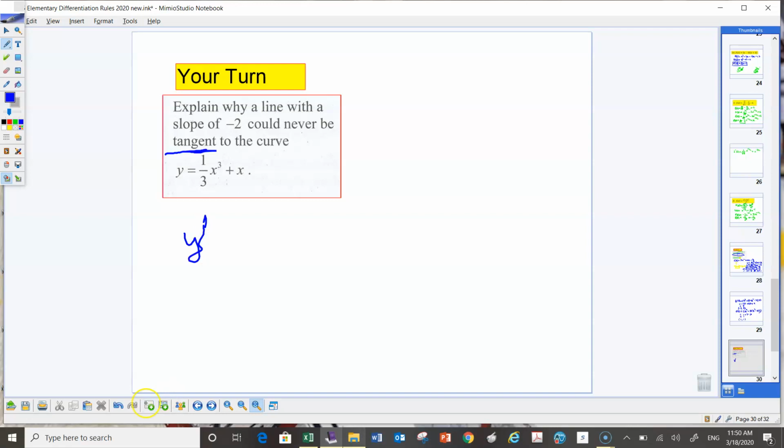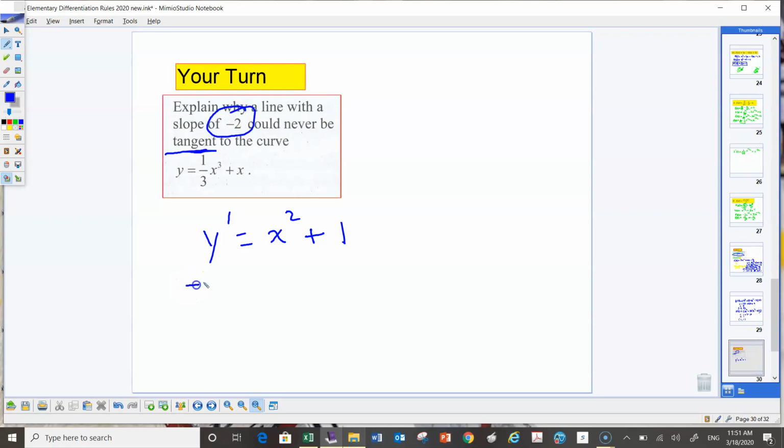So y prime, if I take the derivative here, it would be x squared, because 3 times a third would be 1, and I subtract 1 from the exponent, and the derivative of x is just the coefficient in front of x, which is 1. Now, it's saying, explain why the slope could not be -2.